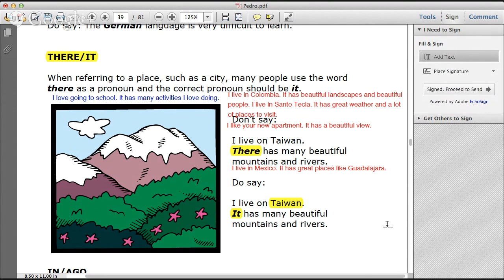So also when we're referring to this sentence here, it has great places. So you're going to say it has great places, and then you're going to choose one, right? But we would have to pluralize places first. Okay, very good.